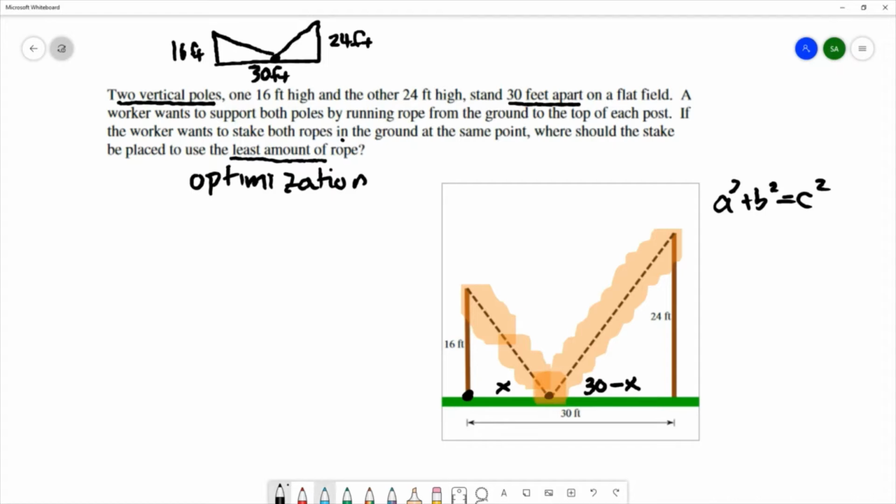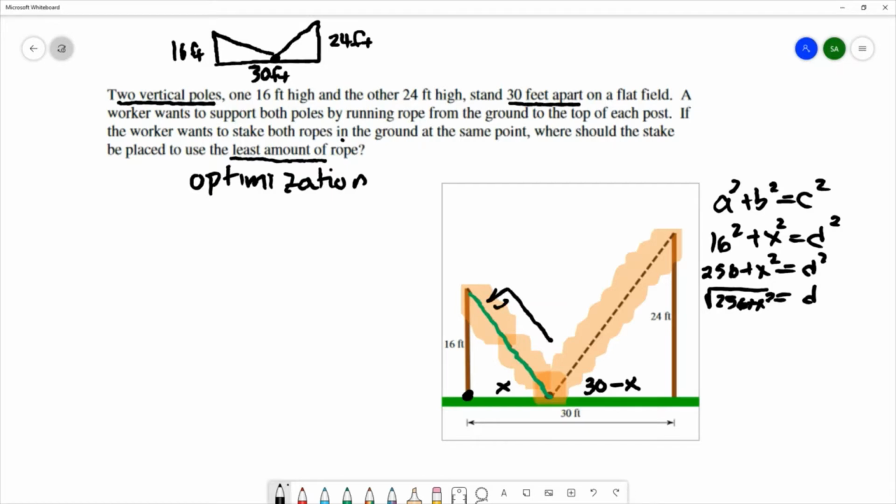So for this triangle here, we have legs of 16 and x. So 16 squared plus x squared is that distance squared, and 16 squared is 256, and I can square root both sides to get that hypotenuse. So we have this length of rope will be the square root of 256 plus x squared. I chose the positive because it's a distance.